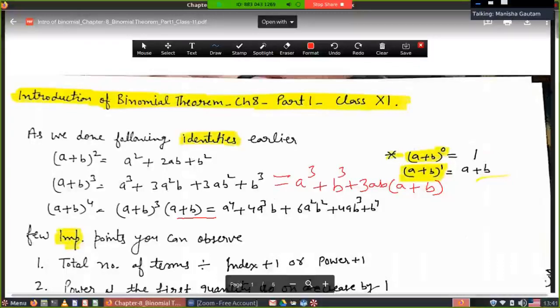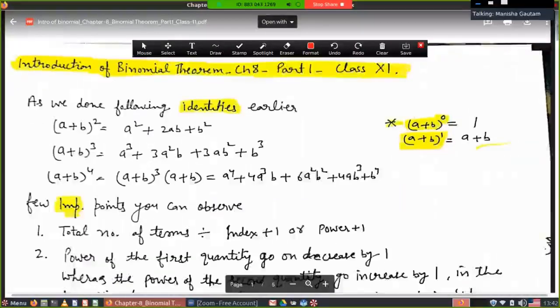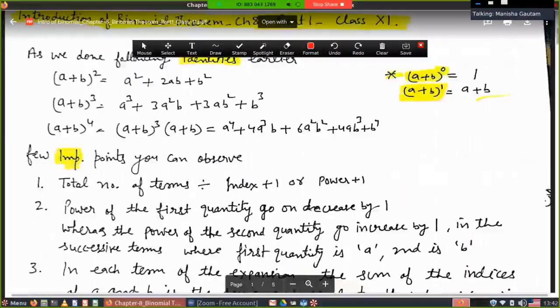Now further in this chapter, we will see how we use these identities, how these identities are helpful, and what are the important points which we observe from these identities. Here are a few important points which you can observe from the above identities. Here I have just told about 3 identities.